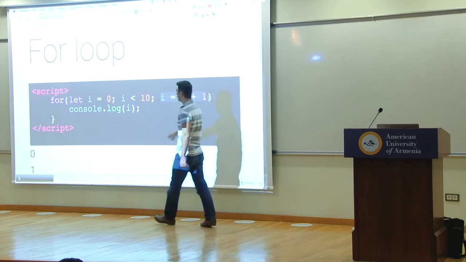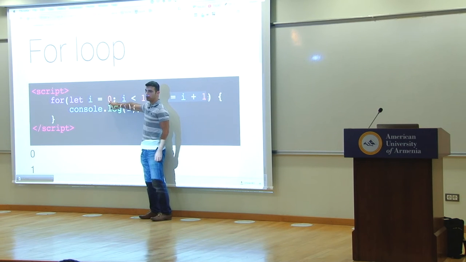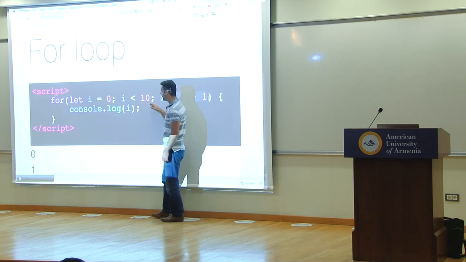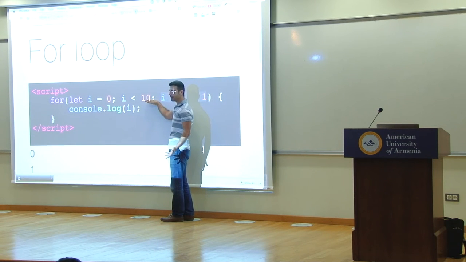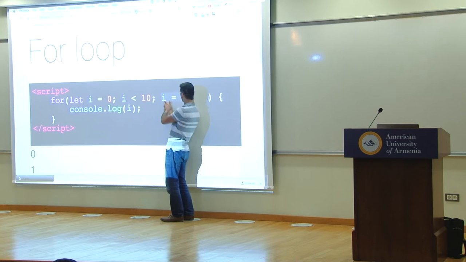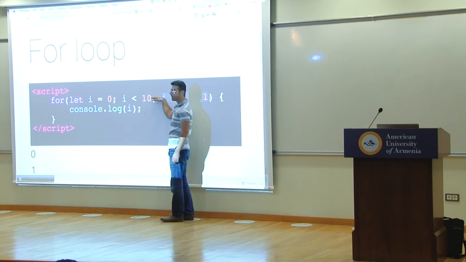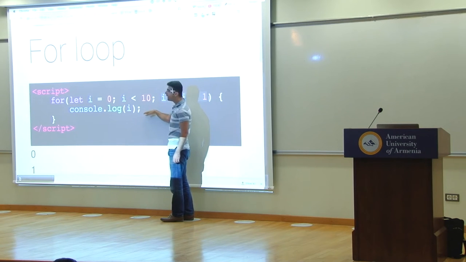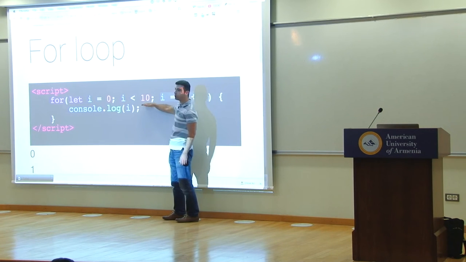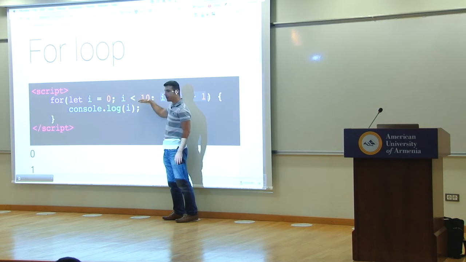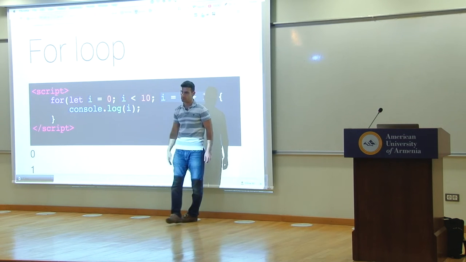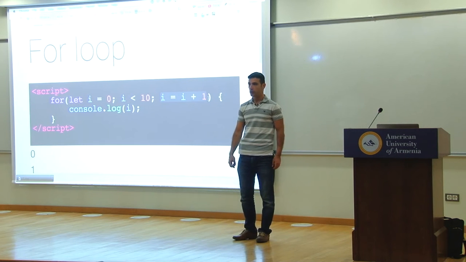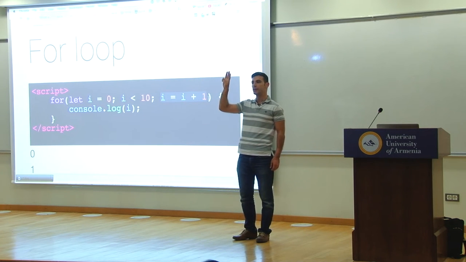So we begin with i is 0. As long as i is less than 10, in the first cycle, is 0 less than 10? Yes. Print. Boom. We modify it. Is 1 less than 10? Yes. Print 1. And so on. The last one, we modify it to 10. Is 10 less than 10? No. We break out. Make sense? Okay. So far, we know three ways to cycle.